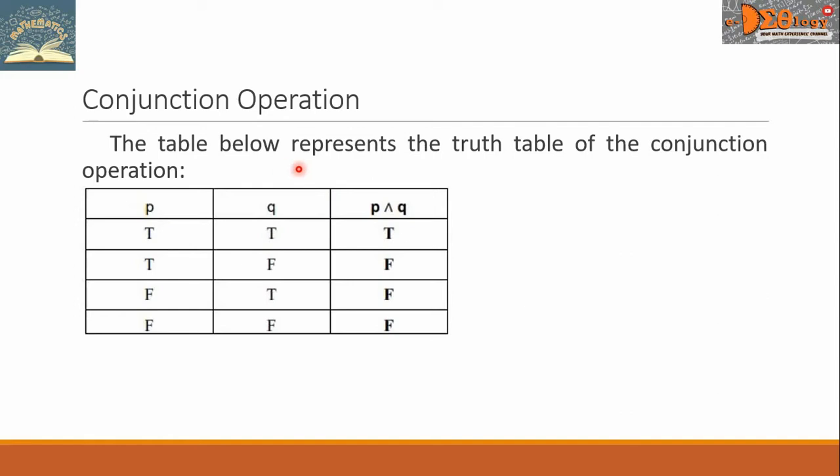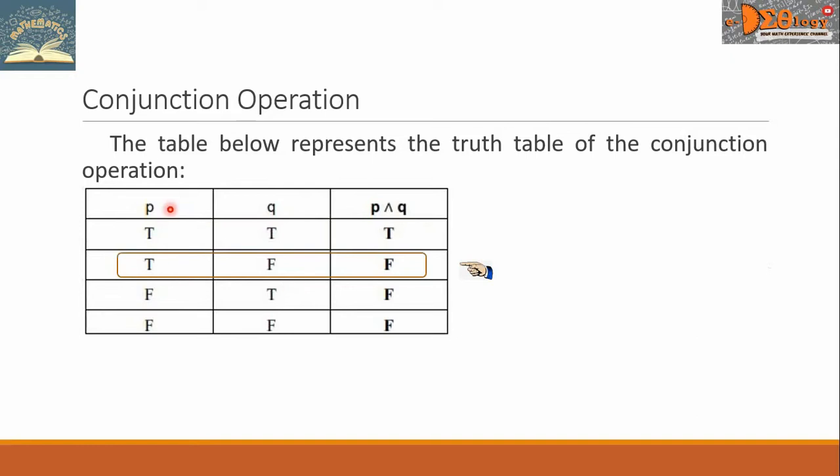The table below represents the truth table of the conjunction operation. We have here three columns. The first column for truth values of P, second column for truth values of Q, third column the truth values for P and Q. Let us now consider the first row here. When P is true and Q is true, then P and Q is true.